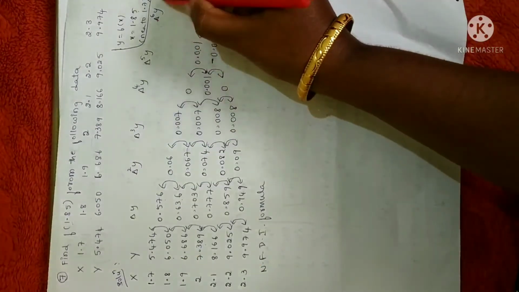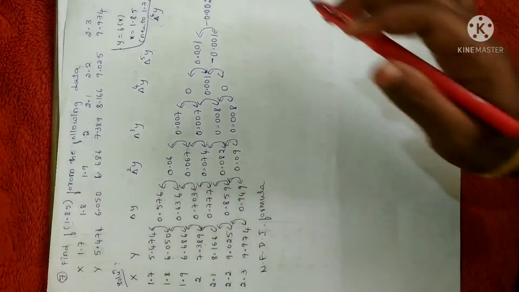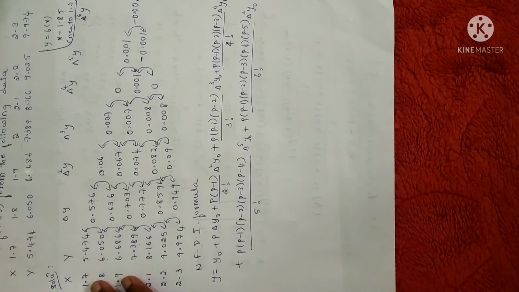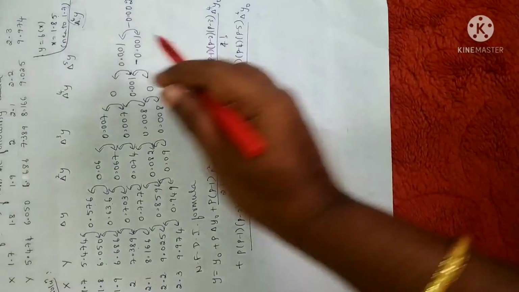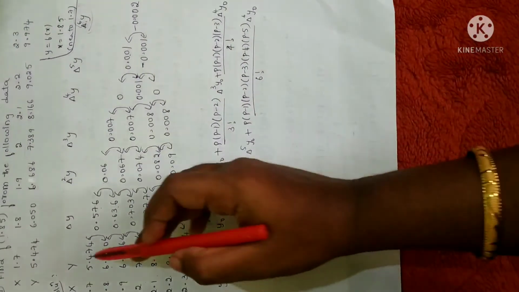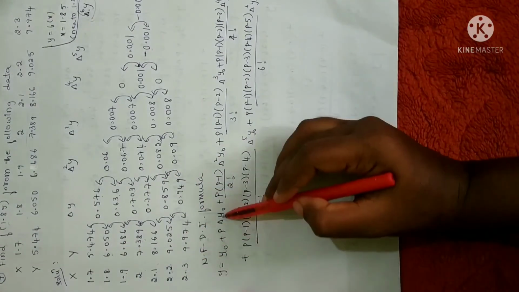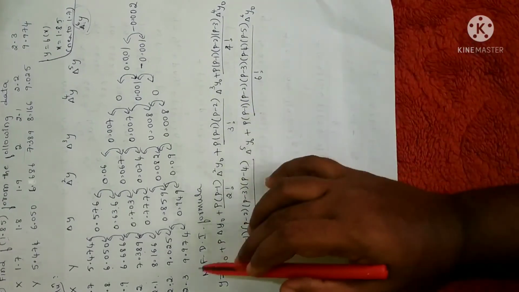Up to del power of 6 y, in the sense 1, 2, 3, 4, 5, 6, 7 terms you have to write. I have written the formula up to del power 6 of y. Why? Because we have up to del power 6 of y in the difference table. Or we can count the number: 1, 2, 3, 4, 5, 6, 7. So 7 terms you have to write in the formula.